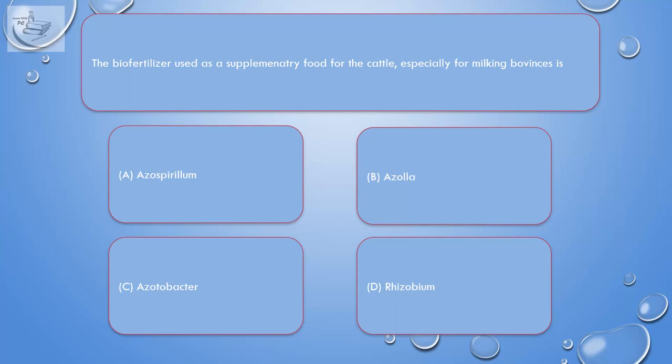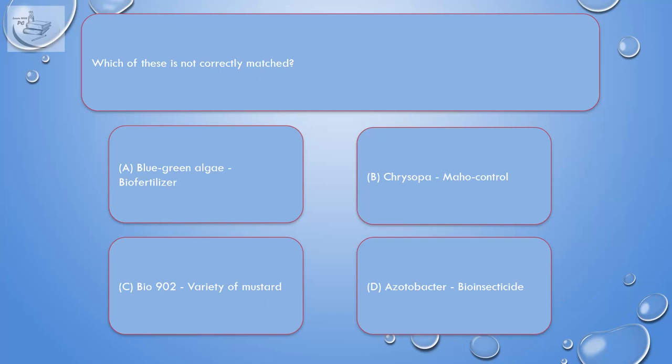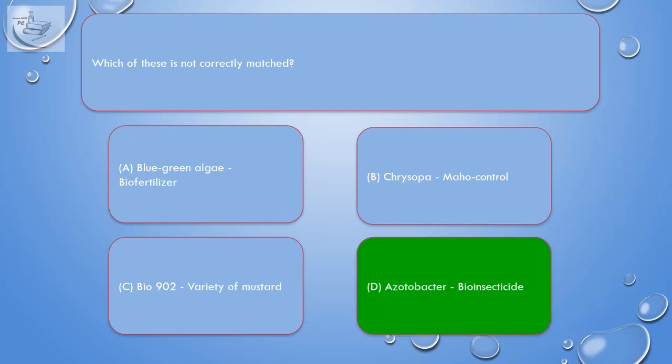Question: the biofertilizer used as a supplementary food for the cattle, especially for milking bovines, is A. Azospirillum. B. Azolla. C. Azotobacter. D. Rhizobium. Correct answer is B. Azolla. Question: which of these is not correctly matched? A. Blue-green algae, biofertilizer. B. Chrysoperla, pest control. C. Bio 902 variety of mustard. D. Azotobacter, bioinsecticide. Correct answer is D. Azotobacter, bioinsecticide.